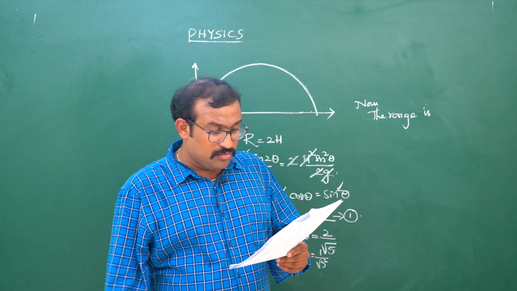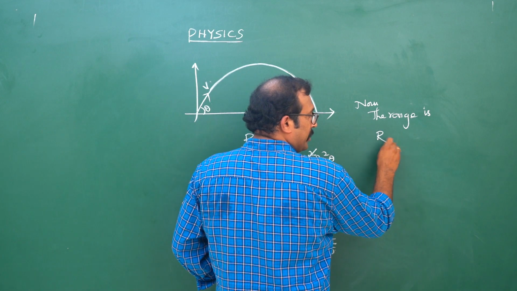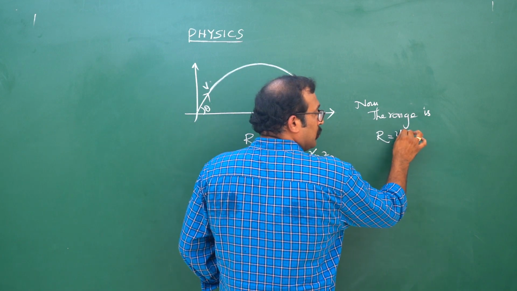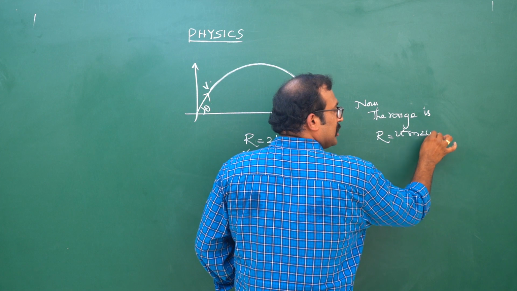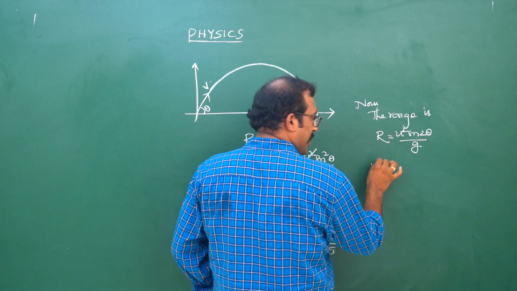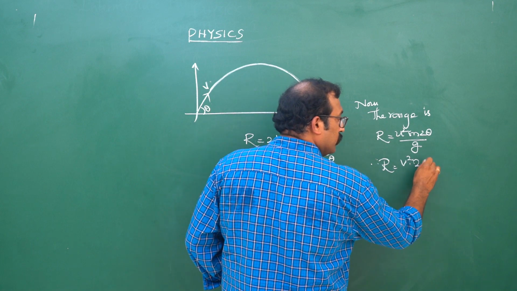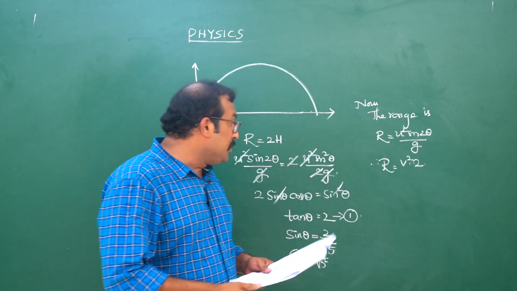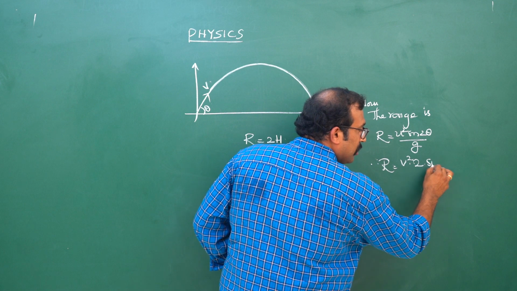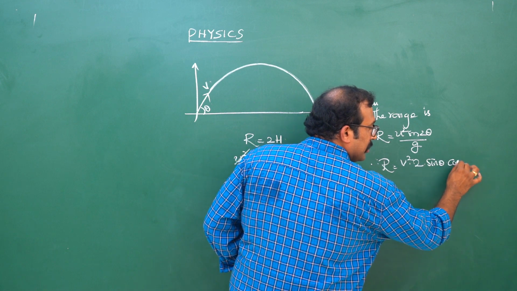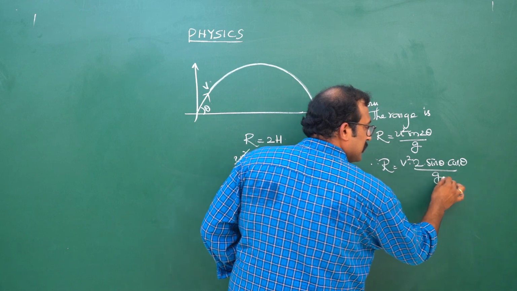Let us see the range. What is the basic formula for range? Range R is equal to u square sine 2 theta by g. Therefore, range is v square into 2 sine theta into cos theta by g.